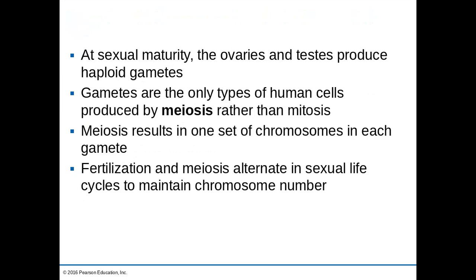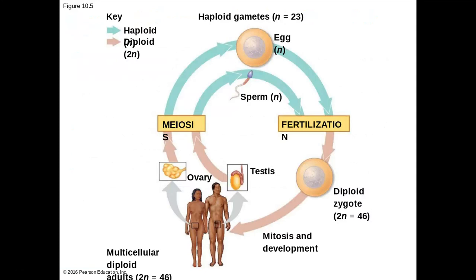Fertilization and meiosis alternate in sexual life cycles to maintain the chromosome number. So the egg and the sperm come together, and then you get an individual, and then they're going to have meiosis, and that will produce more haploid cells, and then they come together and form a diploid cell that continues to divide, and so on and so on. So here you can see how meiosis and fertilization alternate.